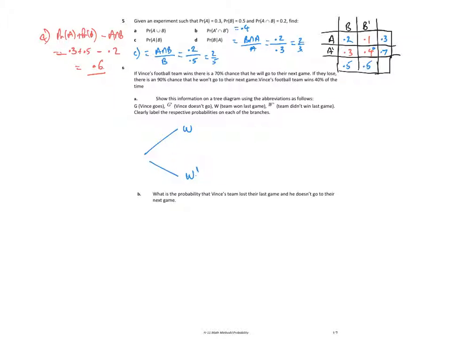All right. Oh, hang on. We've got to use their abbreviations. Let's get rid of them. All right. Show this information on a tree, using abbreviations as follows. Goes and doesn't go. Won the last game, didn't win the last game. So I think we can keep with win and don't win because whether he goes or not depends on whether they won or not.